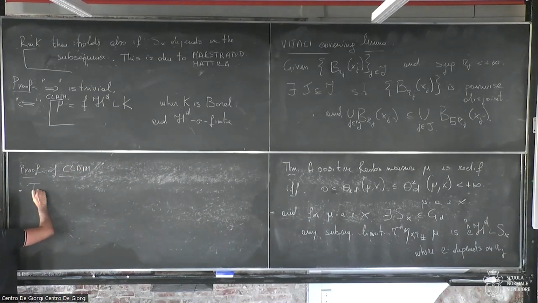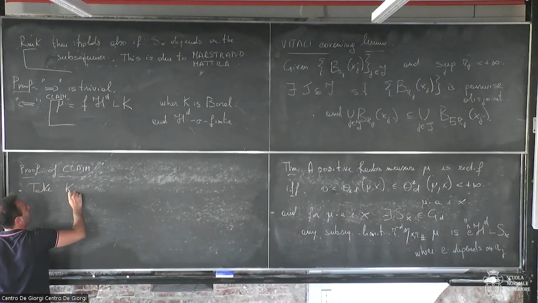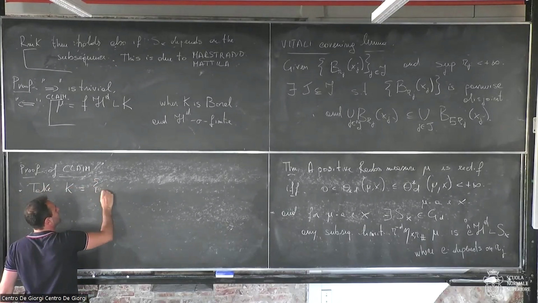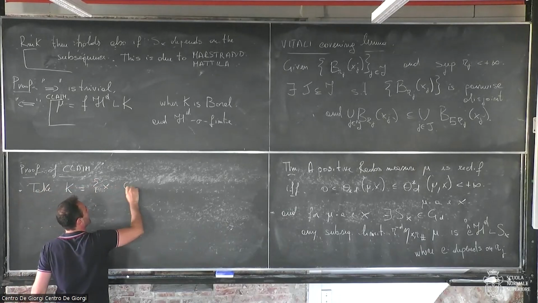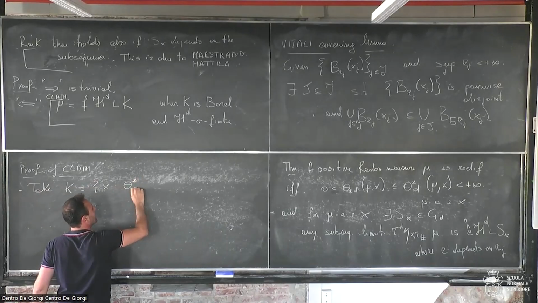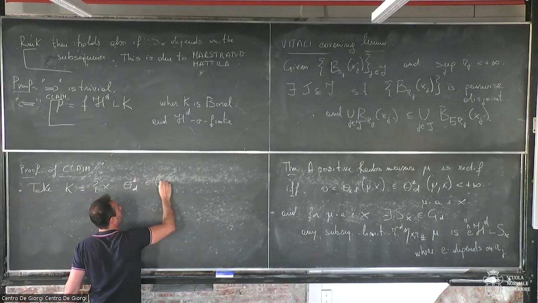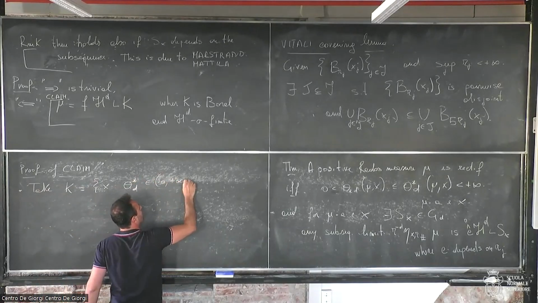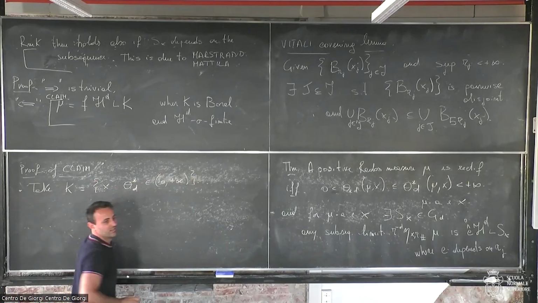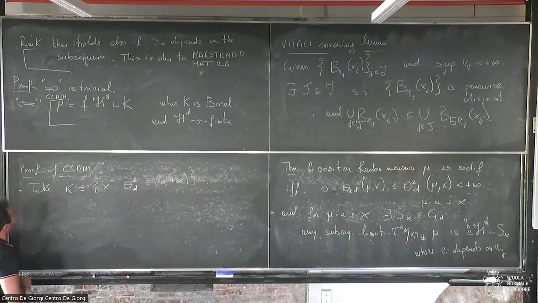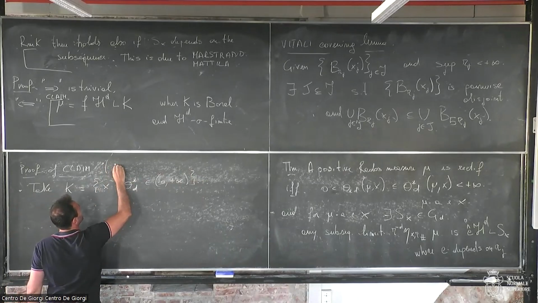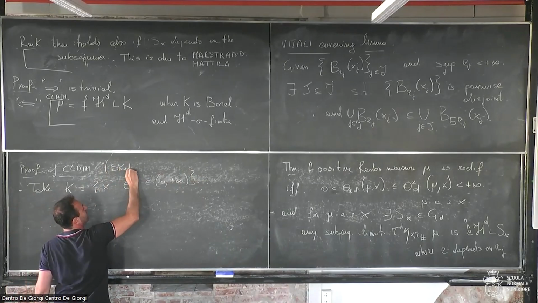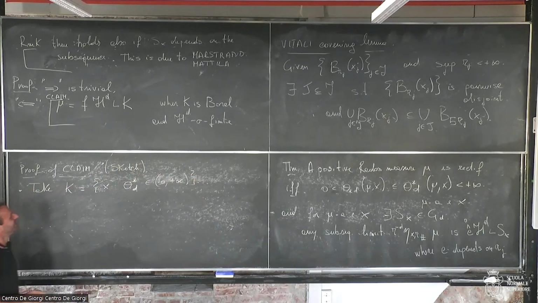Take K to be exactly the set of points X such that the upper density is positive and finite. Okay, let me do a sketch of the proof.